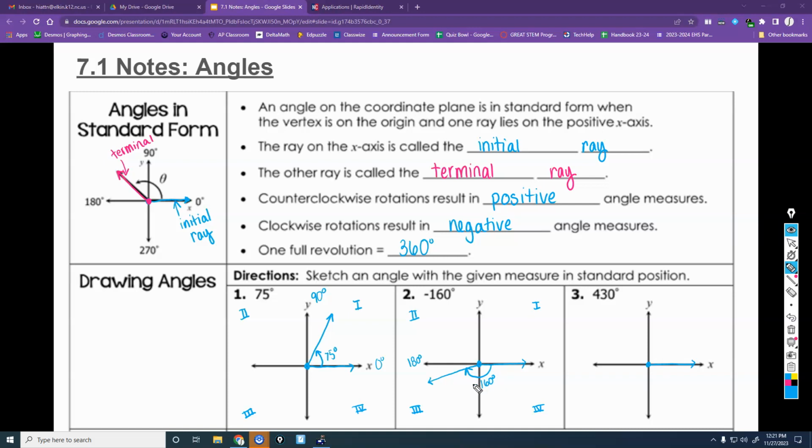If somebody said it was in the second quadrant, what would be their mistake? What would they probably be thinking? That positive 160 would be in the second quadrant, right?